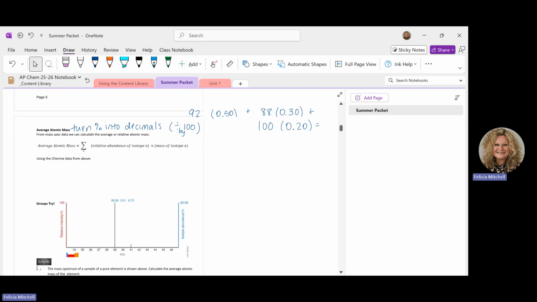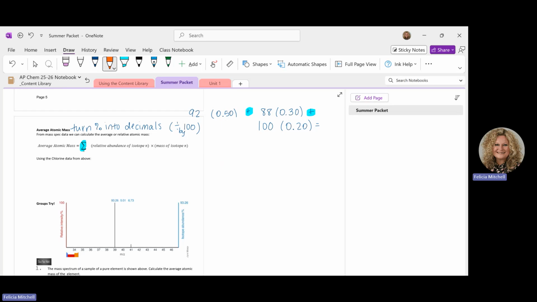Now, this thing right here means sum. Okay, get used to that. You're going to see it a lot this year. It's the sum of, because sum means adding. So it's the sum of these relative abundances times the mass. And you don't want to round. Remember, 2 to 3 decimal places all year.